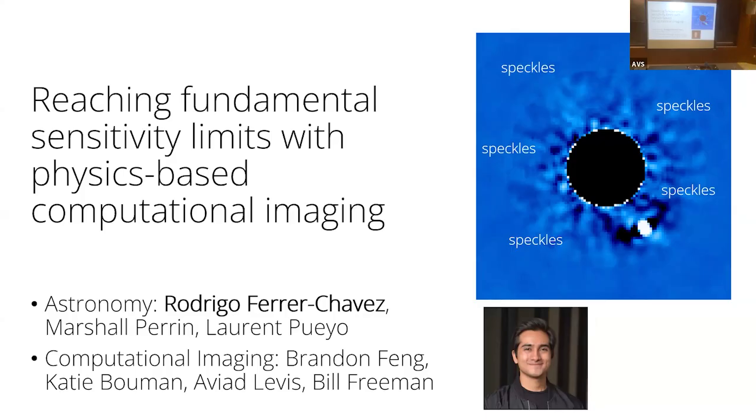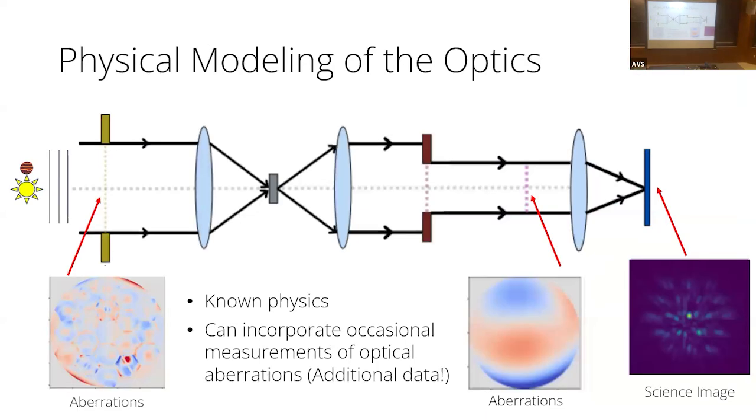So this is a project led by a Northwestern PhD student, Rodrigo Ferrer-Chavez. The whole idea comes from the fact that we do understand optics. If you have a star and an exoplanet and you propagate its light through an optical system with known aberrations, all of this physics is known. We can calculate exactly what the output image should look like.